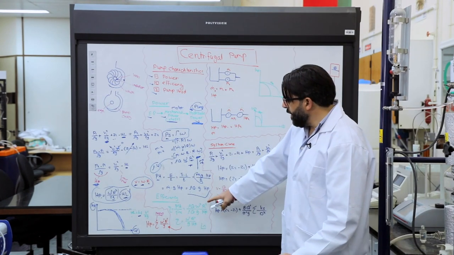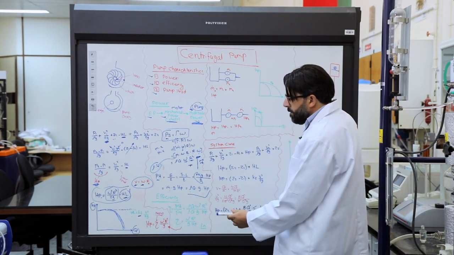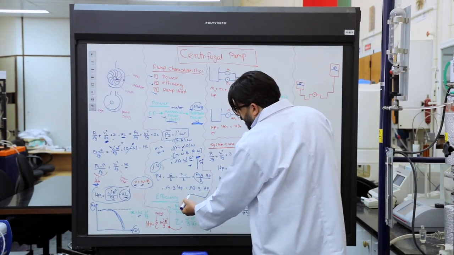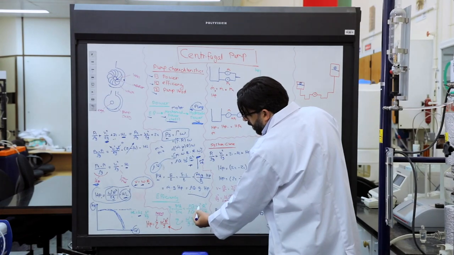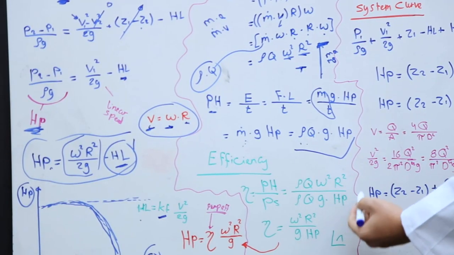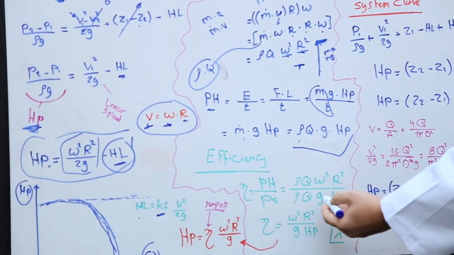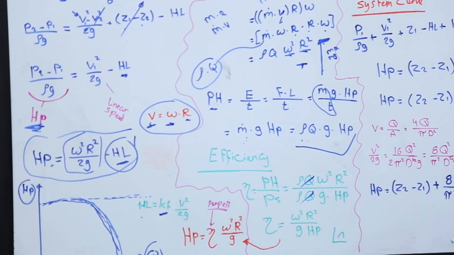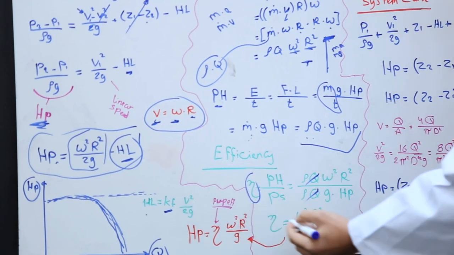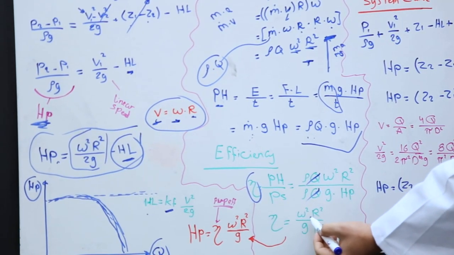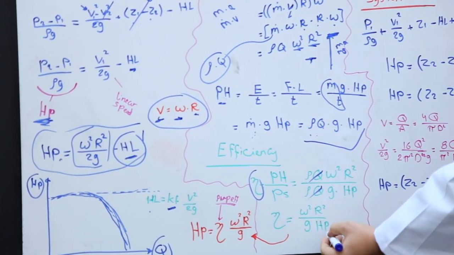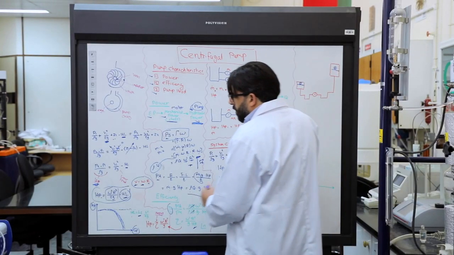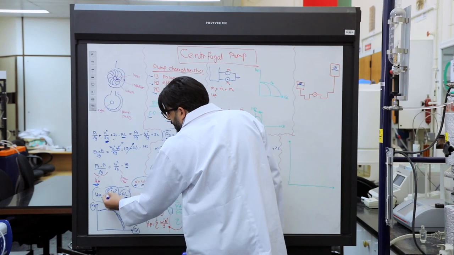So if we write this equation together, we have rho Q g Hp over rho Q omega squared r squared. So this will be cancelled. Finally, we can get efficiency equals g Hp over omega squared r squared. Okay, so it's almost similar to this equation.